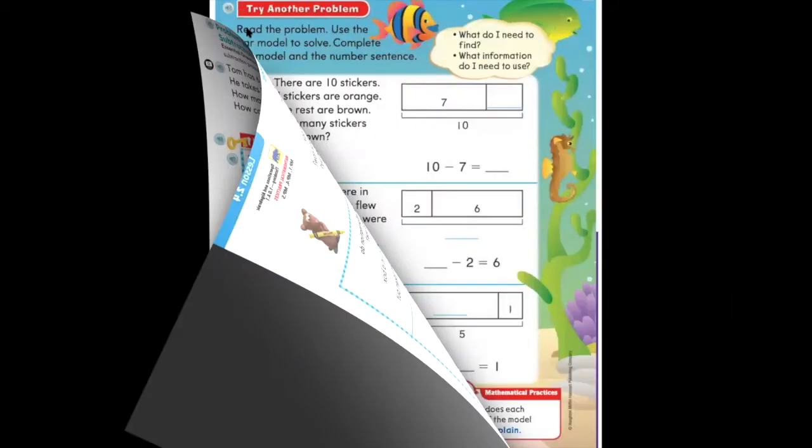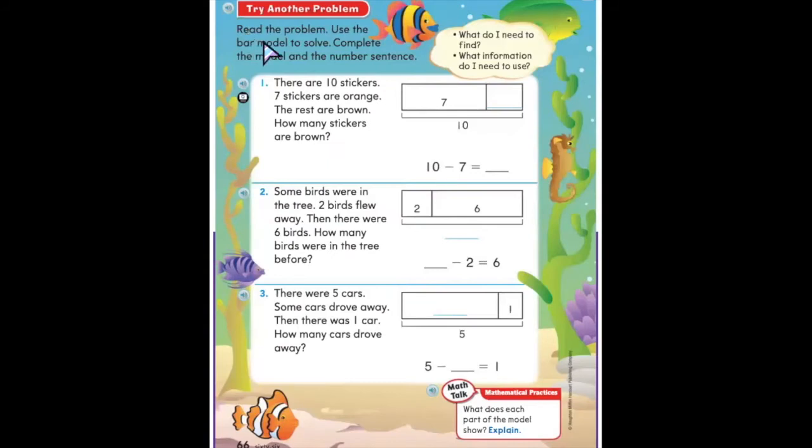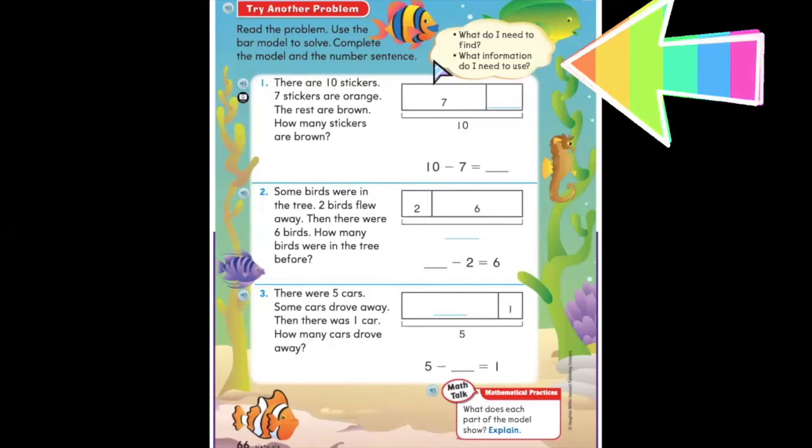Awesome job. Let's turn to page 66. At the top it says, try another problem. We're going to be asking ourselves these two really important questions as we read each math story. The first question we'll be asking ourselves is, what do I need to find? The second question we'll be asking ourselves is, what information do I need to use?